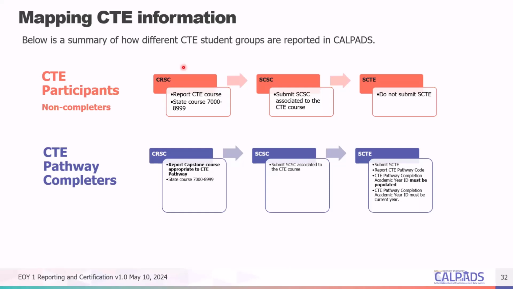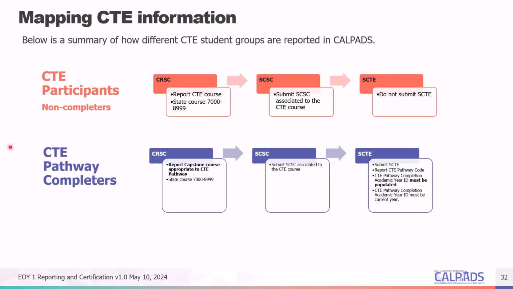The course section completion record is tied to a staff member rather than to a student, so you must go on to submit the student course section completion record, or the SCSC record, associated to the CTE course in order to tie the student to the CTE course. If the student is a non-completer participant, do not submit the SCTE record for the student. This is only done for CTE pathway completers.